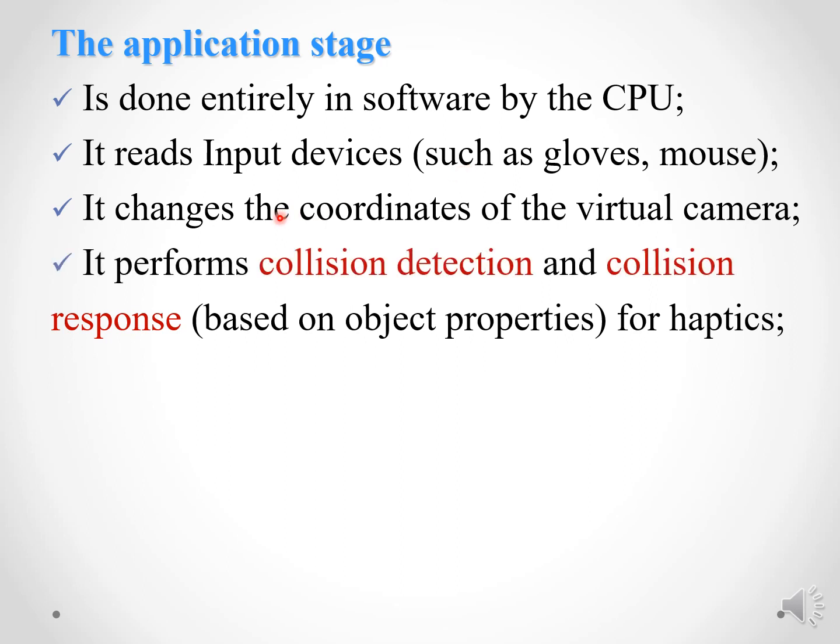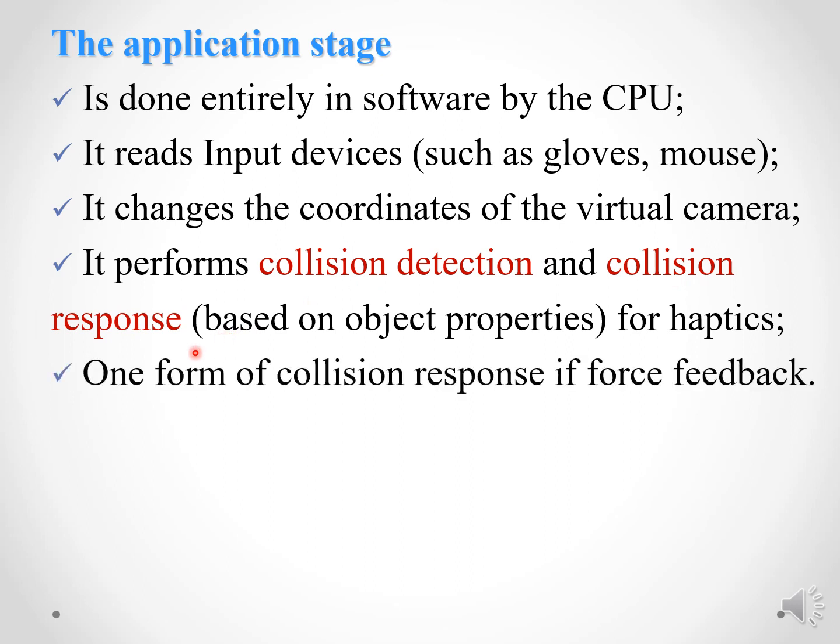Besides that, it can also change the coordinates of the virtual camera. The changes are made to the virtual camera as required to get its coordinates. Besides that, this application stage also performs collision detection and collision response for the haptics. What collision detection and collision response are, I will explain later. One example of collision response is the force feedback. I hope you still remember what force feedback is from the previous chapter, output devices.